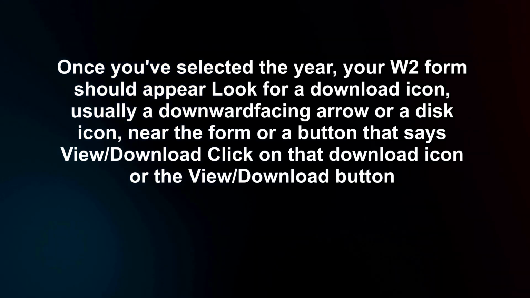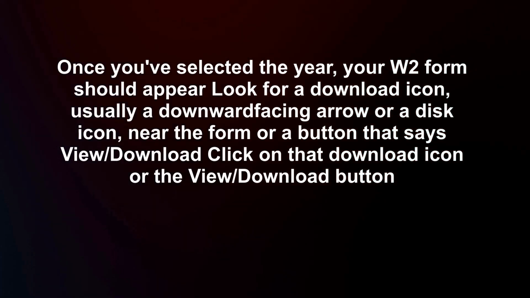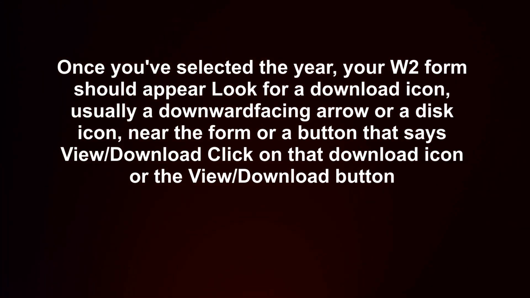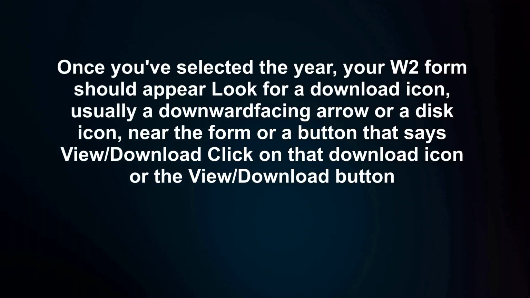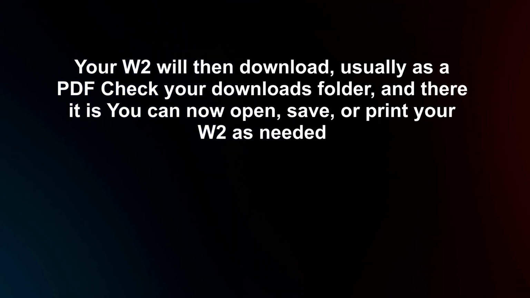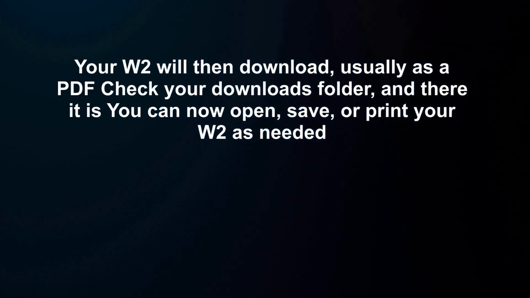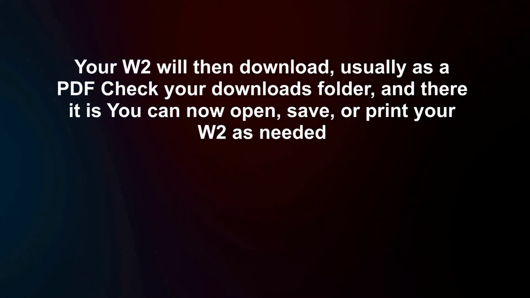Look for a download icon, usually a downward-facing arrow or a disk icon, near the form, or a button that says View Download. Click on that download icon or the View Download button. Your W-2 will then download, usually as a PDF. Check your downloads folder, and there it is. You can now open, save, or print your W-2 as needed.